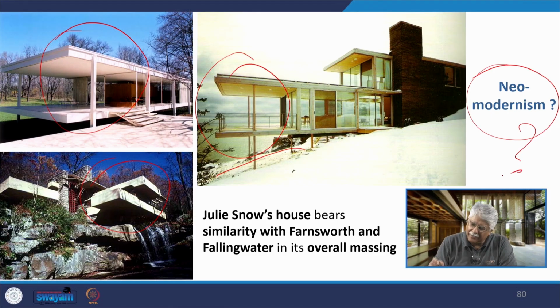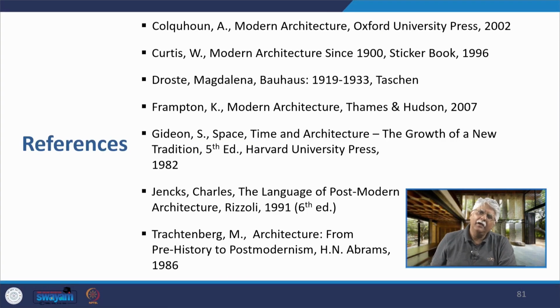I leave it as a question mark. New modernism means a revival of modernism in the 21st century. I will stop here and we will start the next series where we will see another case study house by Pierre Koenig, which is called the Stahl house, and several other series as we will go from the 20th to the 21st century, seeing a series of houses by iconic architects.